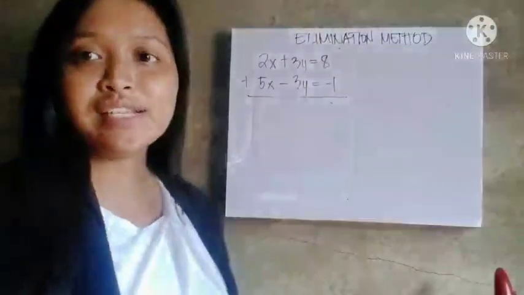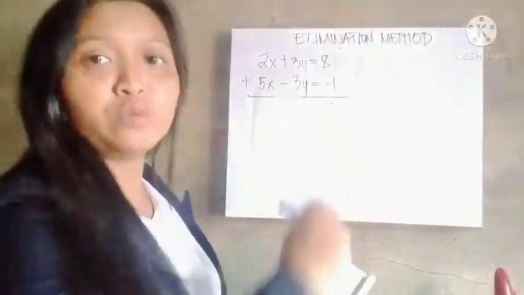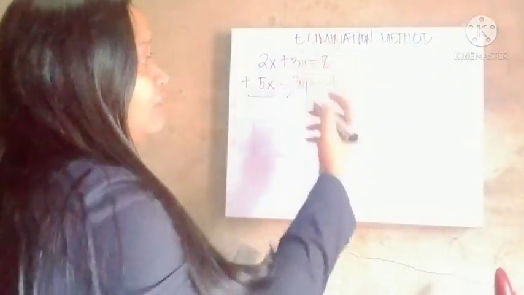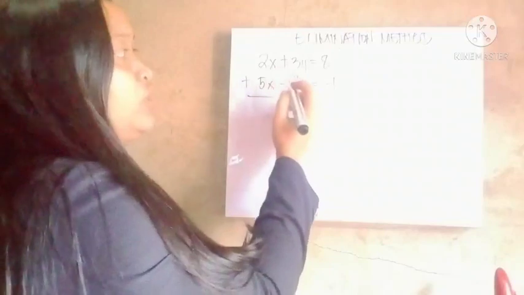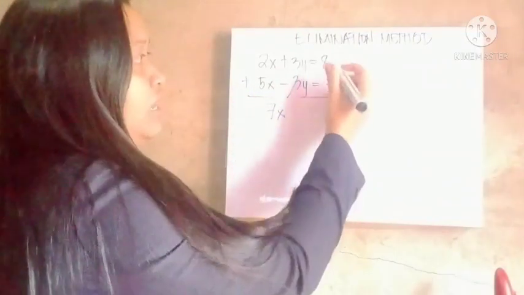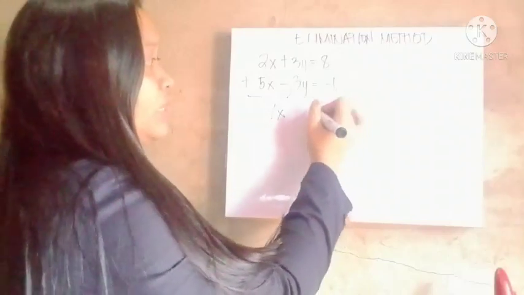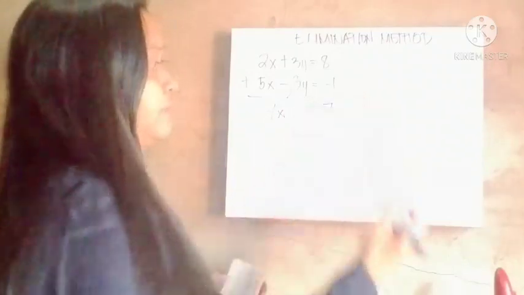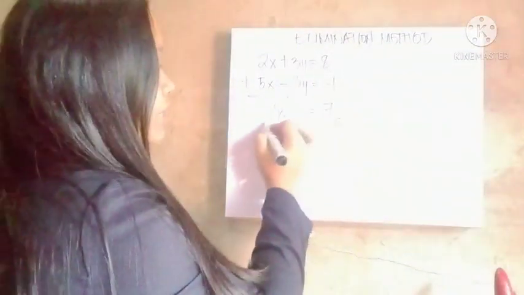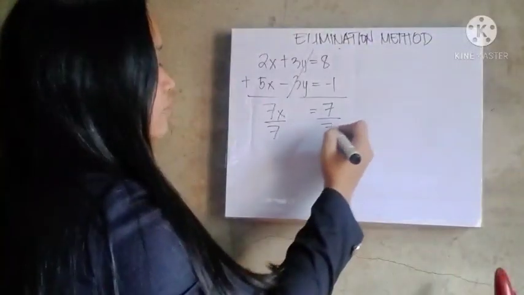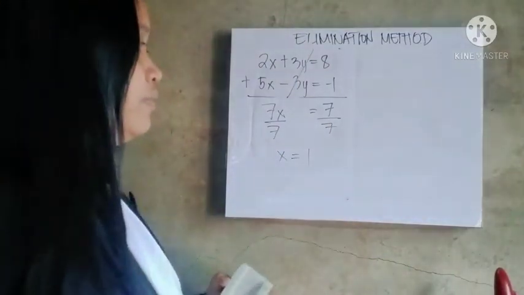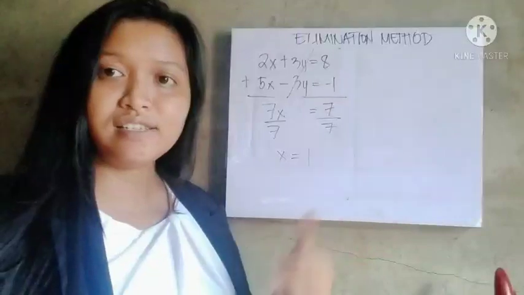So, as you can see, y would be much easier to eliminate. So, we cancel this out. Then, 2x plus 5x is equal to 7x. And 8 plus negative 1 is equal to 7. Then, to find the value of x, divide both sides by 7. So, x is equal to 1. So, the value of your x is equal to 1.